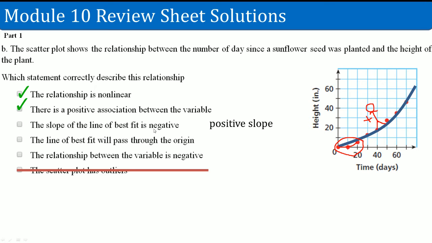Oh, I didn't cross this out, did I? Yep, it was supposed to be crossed out. The slope of the line of best fit is negative. It is a positive slope. So that is wrong.